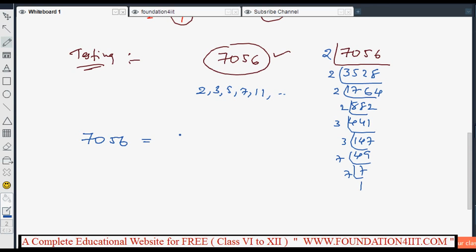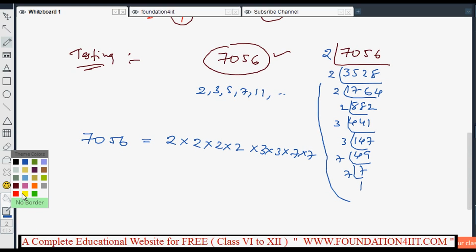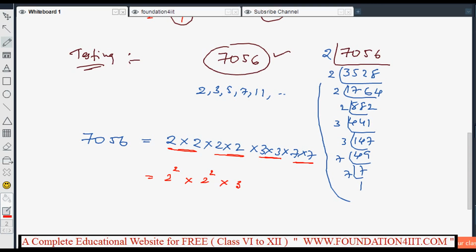7056 is equal to 2 into 2 into 2 into 2, again 3 into 3 into 7 into 7, right? So these all, if you multiply at the same time, you will get 7056. Now every number should appear at least 2 times: 2 into 2, 2 into 2, 3 into 3, 7 into 7. So this is 2 square, again one more 2 square, and 3 square and 7 square.